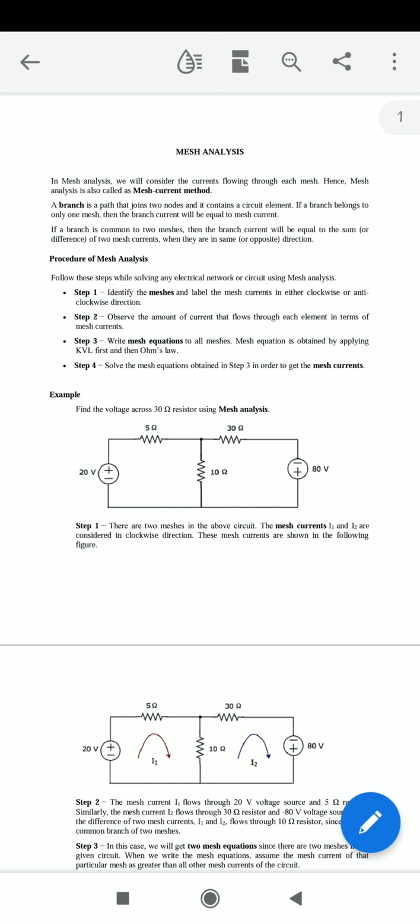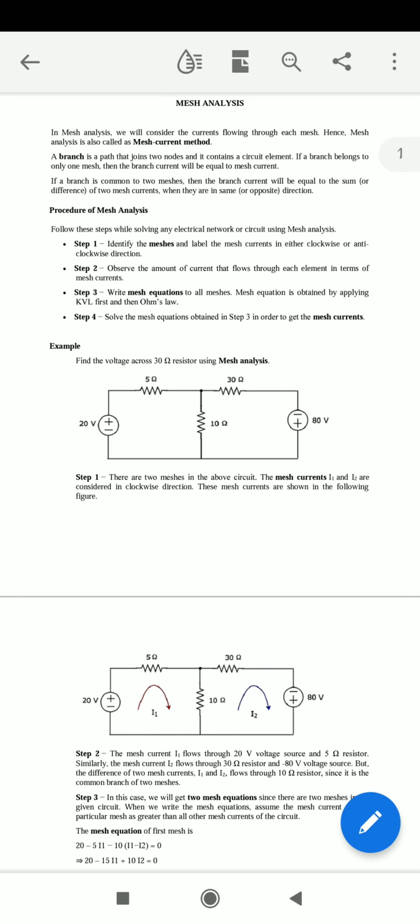First one is to identify the meshes. How many meshes are present in the given circuit? First, we find the number of meshes. Second step, observe the amount of current flowing through each element in terms of mesh currents, and denote the direction of current flow in the mesh.